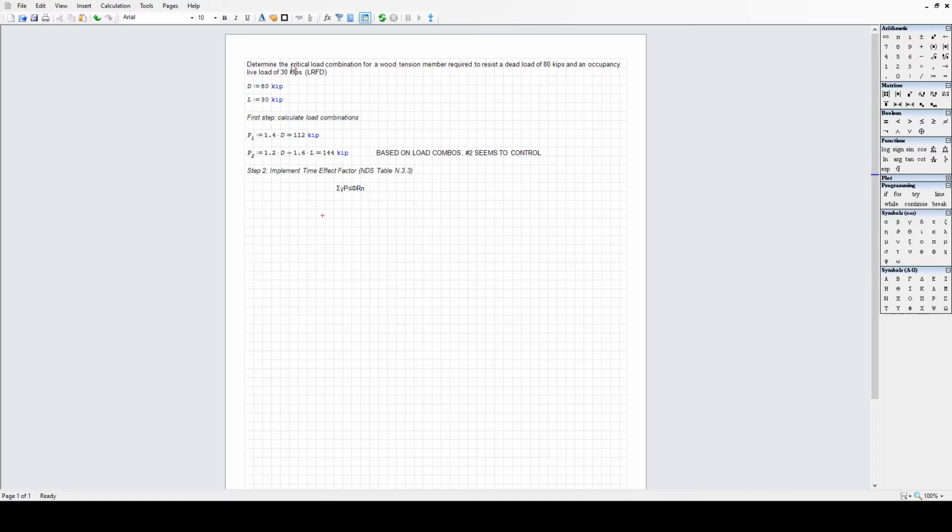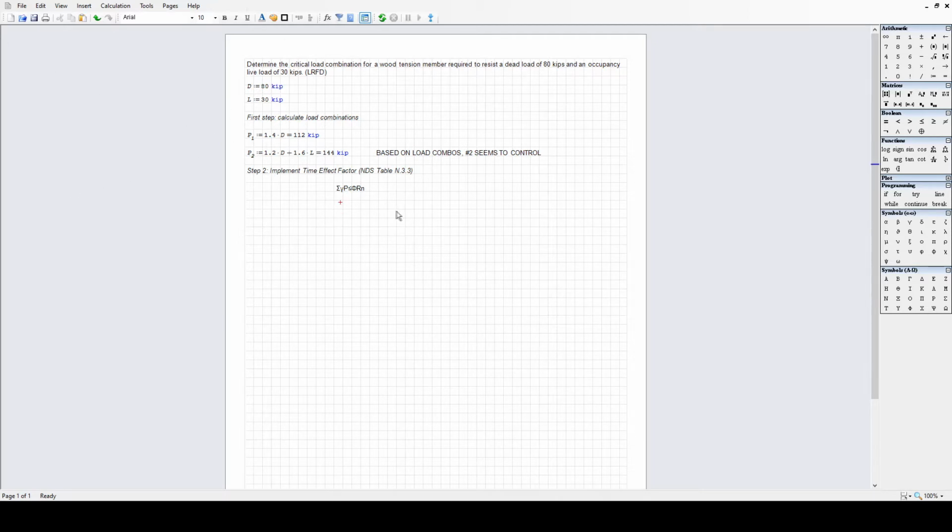However, notice all I was asked to do was to find the critical load combination. In terms of design, there's a lot of things that go into a member design. There's your nominal resistance from the NDS supplement, things like moisture factor, size factors, there's a whole bunch of factors. And again, we'll get to those later in the series. All we're looking at today is the time effect factor.